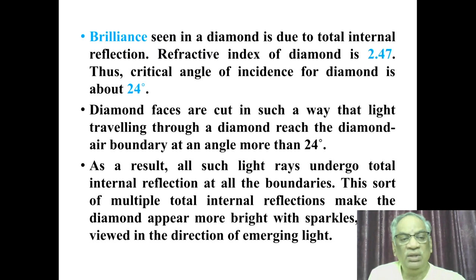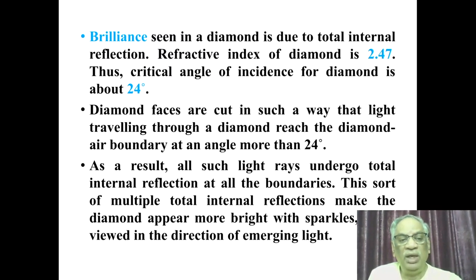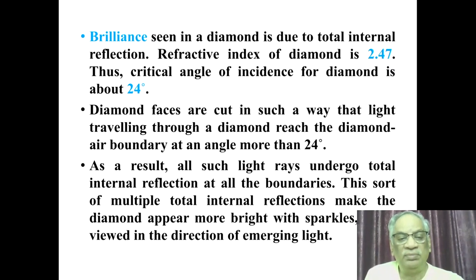So for diamonds, the critical angle of incidence for the light to be contained within the diamond material is about 24 degrees. And the diamond faces are cut in such a way that light traveling through a diamond reaches the diamond-air boundary at an angle more than 24 degrees. As a result, all the light rays undergo total internal reflection at all the boundaries. This sort of multiple total internal reflection makes the diamond appear brighter, with sparkles when viewed in the direction of the emerging light.